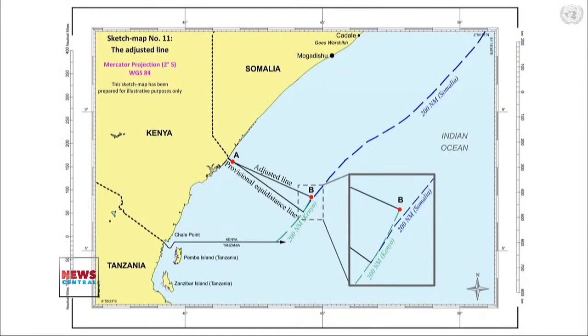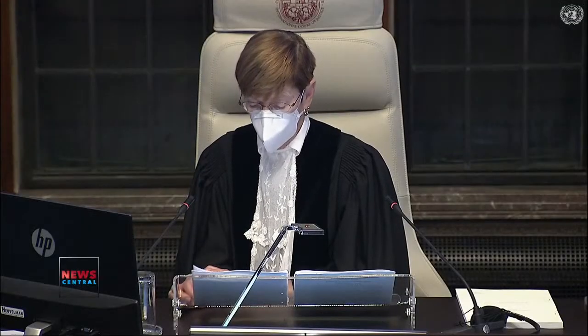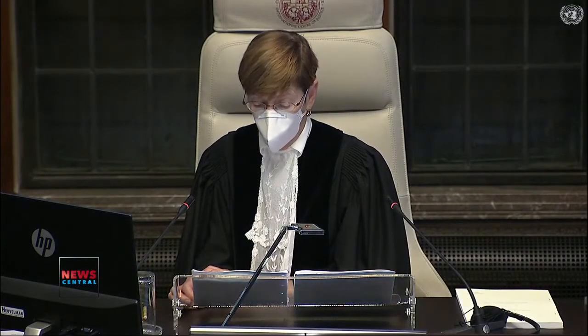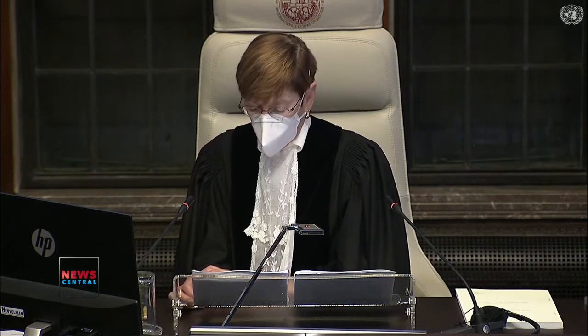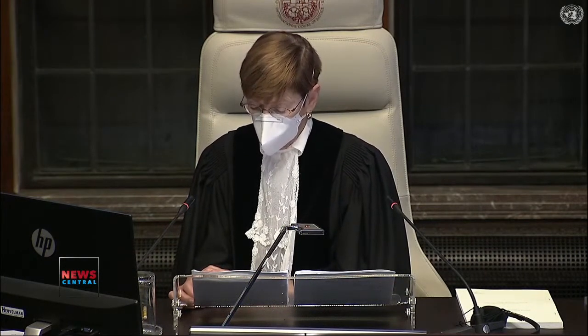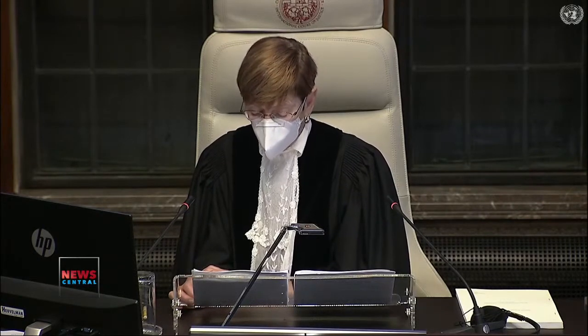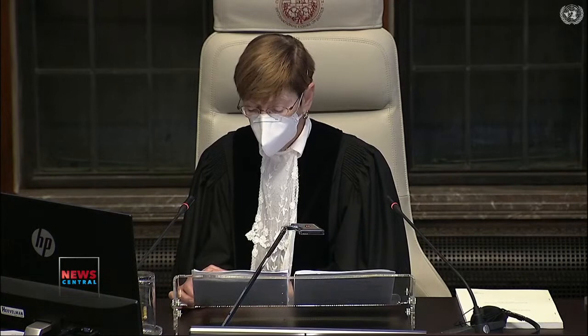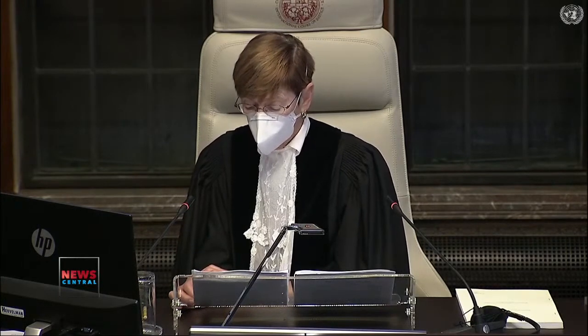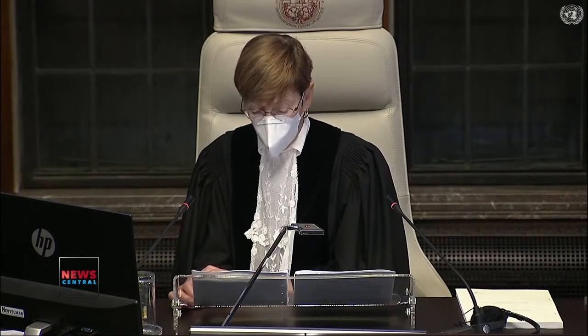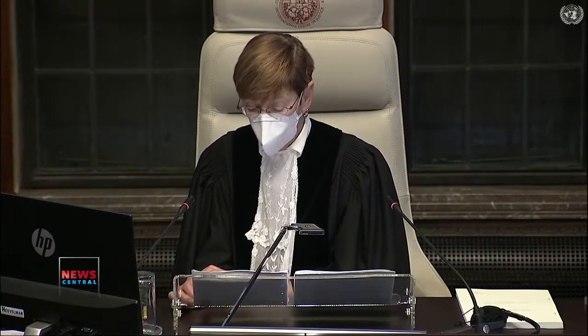In the final stage, the Court checks whether the envisaged delimitation line leads to a significant disproportionality between the ratio of the lengths of the parties' respective relevant coasts and the ratio of the size of the relevant area apportioned by the line. As mentioned earlier, the relevant coast of Somalia is 733 kilometers, and that of Kenya is 511 kilometers long. The ratio of the relevant coasts is 1 to 1.43 in favor of Somalia.